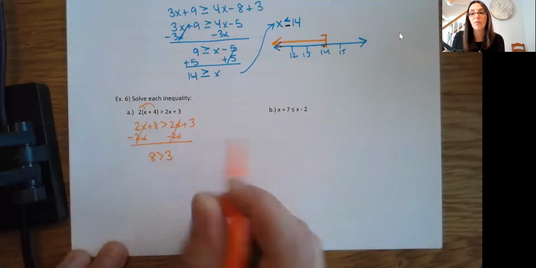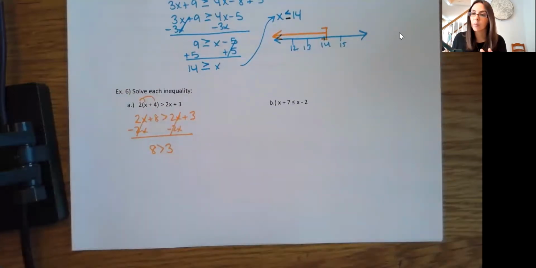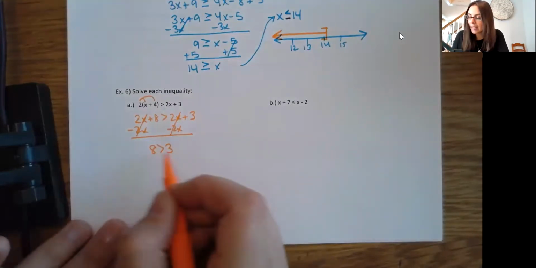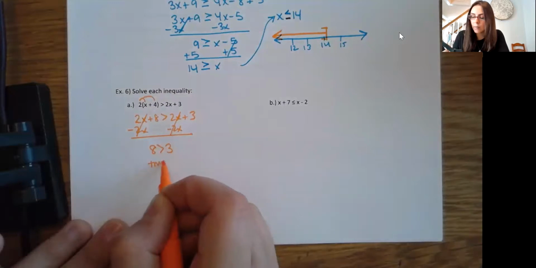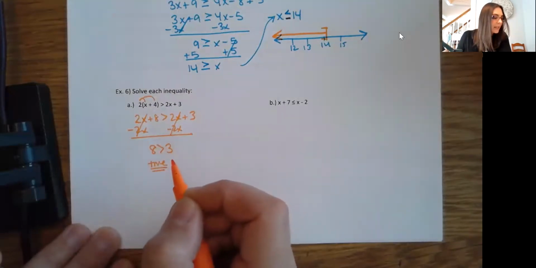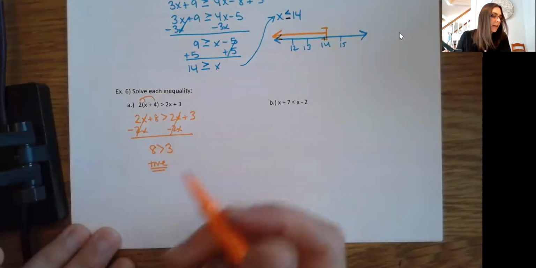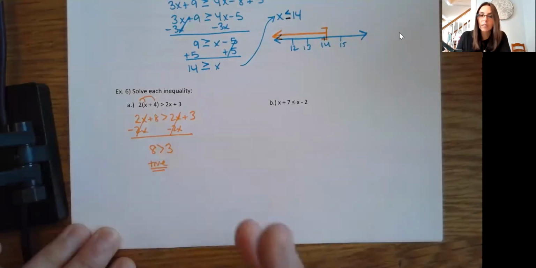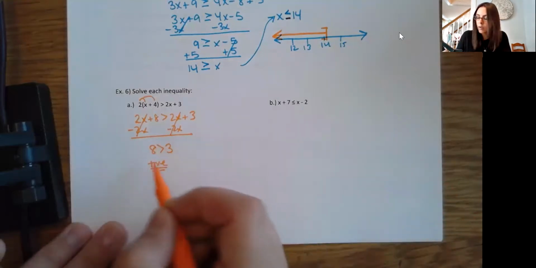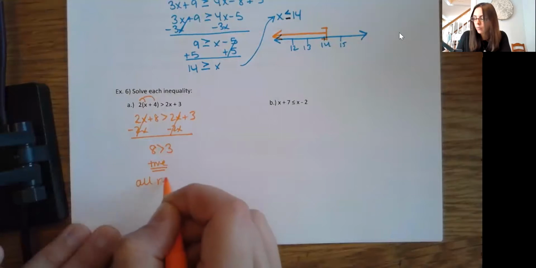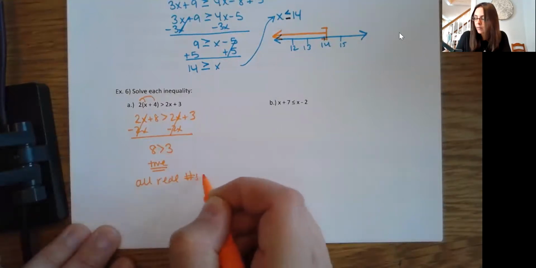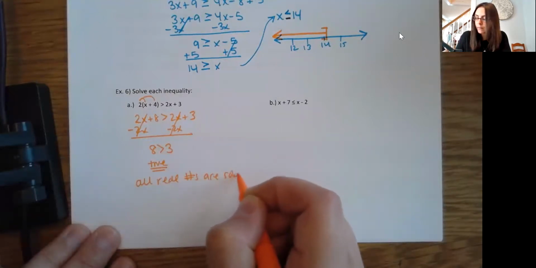And I know we've seen this before, right? When our variables cancel out, just like we did with regular linear equations. So we have the same sort of idea here. And you're going to look for true or false. Now, 8 is greater than 3. This is true. So this is basically like that identity idea that we had for equations. So because our statement is true here, all real numbers are solutions.